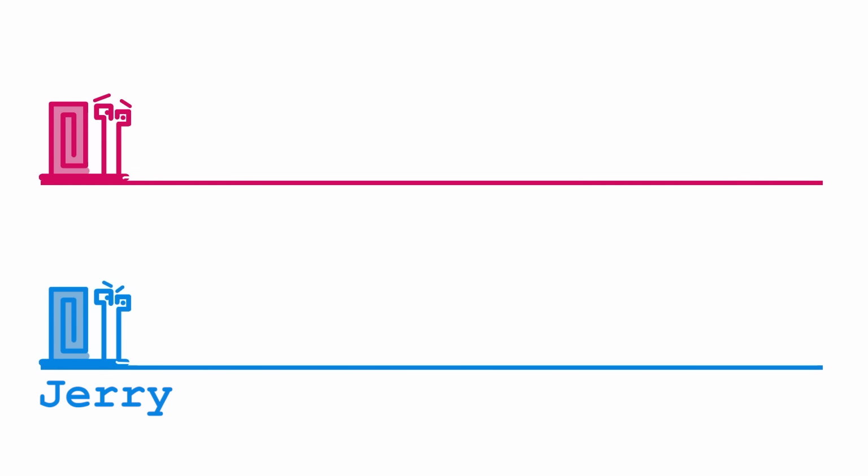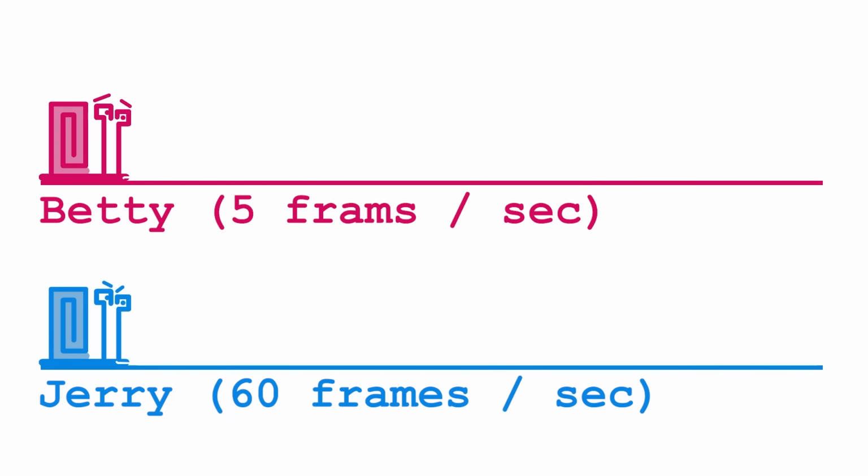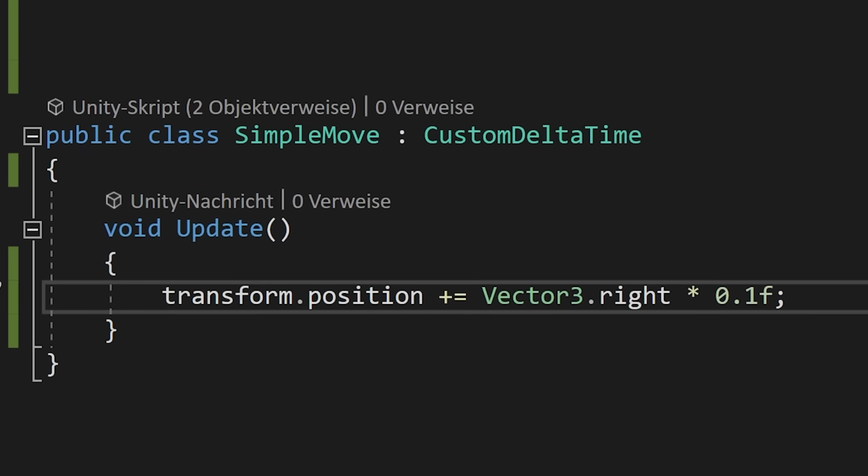Here's my friend Jerry. He has a very good computer, so his game runs with 60 frames per second. And this is Betty. She just loves toaster, so she's playing this on a toaster and only has 5 frames per second. Oh, what do I see here? Is this your final answer?